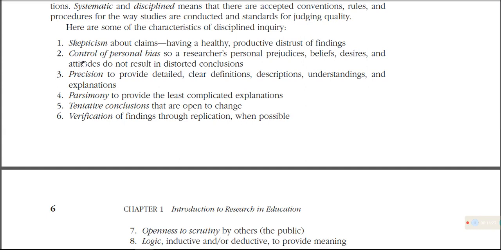Now we have number 2, control of personal bias. Hindi maiiwasan na meron tayong mga expectations, 'di ba? Tapos minsan hindi na meet yung expectations natin. We have to discard that when we are doing researches. For example, meron tayong gustong-gustong theory or gustong-gustong technique ng pagtuturo. Hindi natin pwedeng i-manipulate yung data in favor of the things that you love. So you have to control your personal bias. So a researcher's personal prejudices, belief, desires, and attitudes do not result in distorted conclusions.